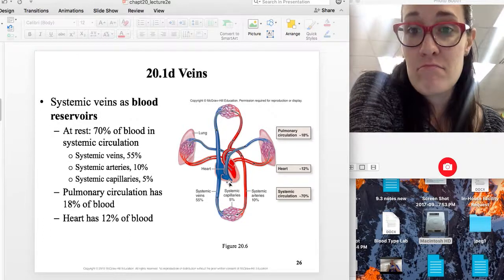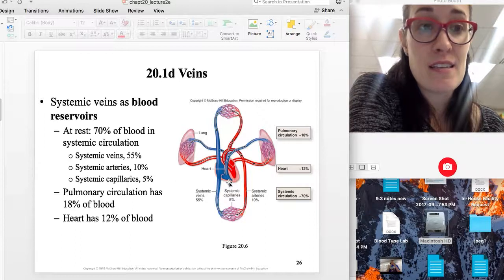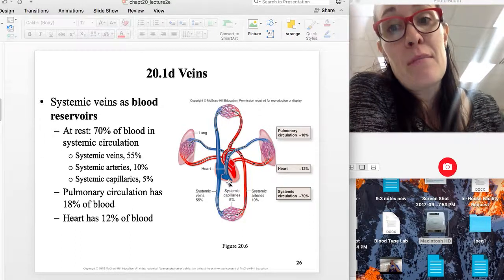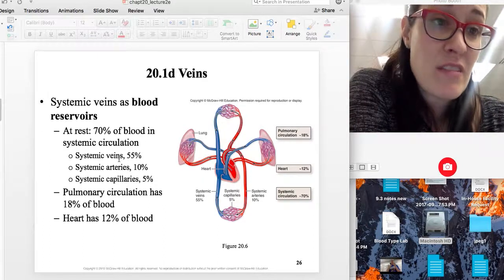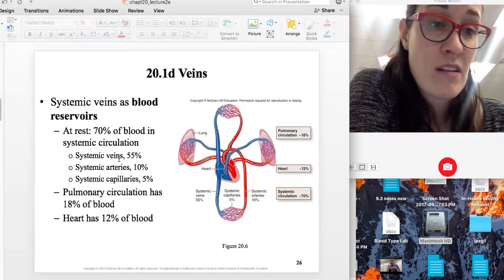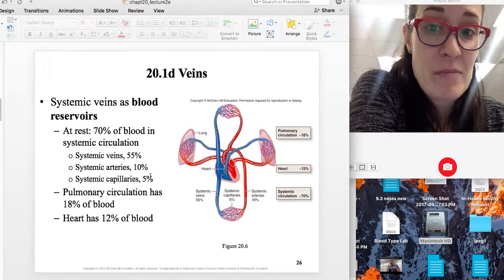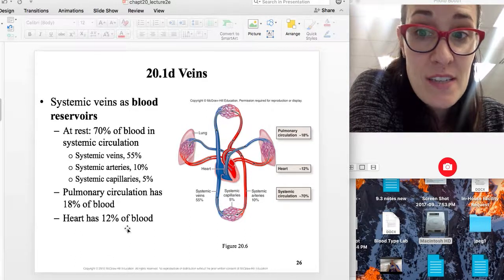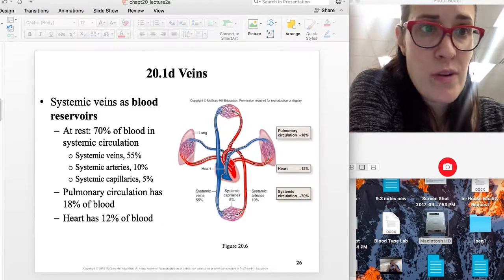At rest, 70% of your blood in your body is in the parts of your body in systemic circulation. 55% of that 70 is within the veins of your body. 10% is in your arteries and 5% in your capillaries. The heart has 12% of blood, and then the other percentage is in between your lungs and your heart.